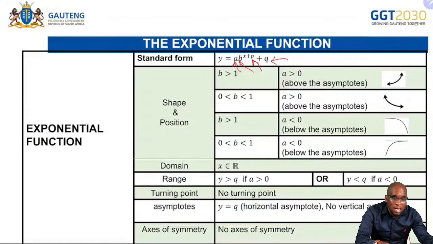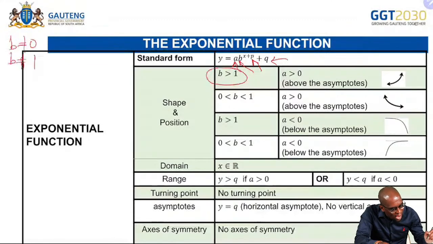Now, B would tell us about the shape of the graph. Shape and position, very, very important. Shape and position, we get that from B as well as from A. B, if B is greater than 1, remember B cannot be equal to 0. Also, B cannot be equal to 1. So B should be greater than 1, or B should be trapped between 0 and 1, which is a fraction. Now, what happens here is that if B is greater than 1, then this would be our function like that here.